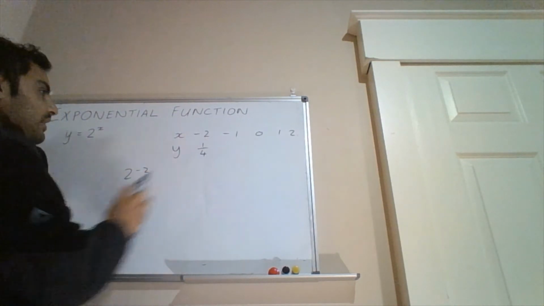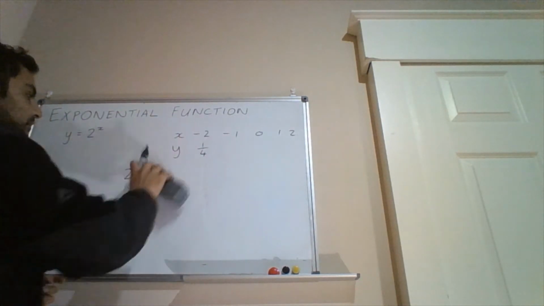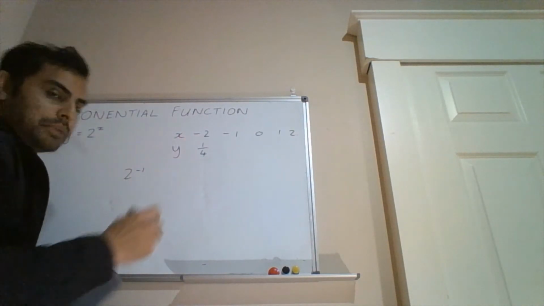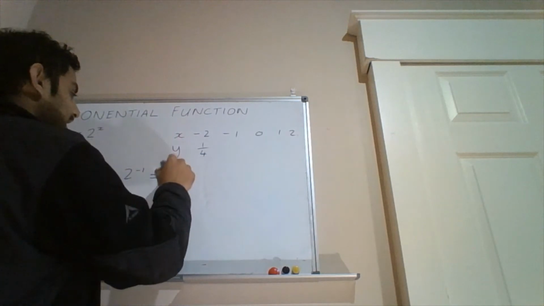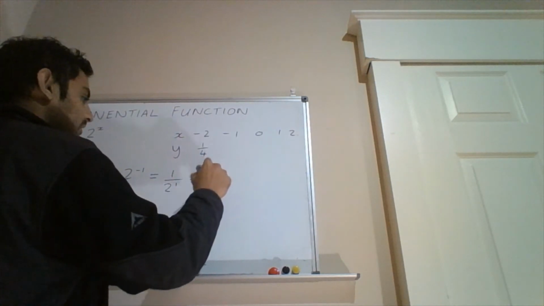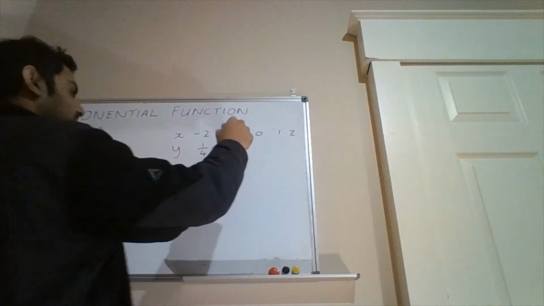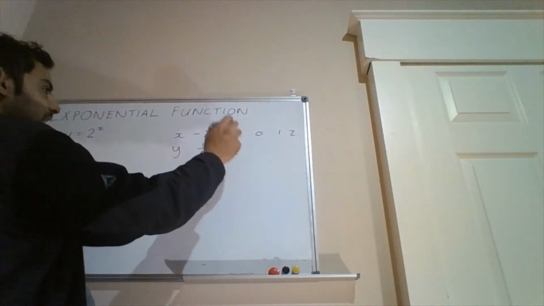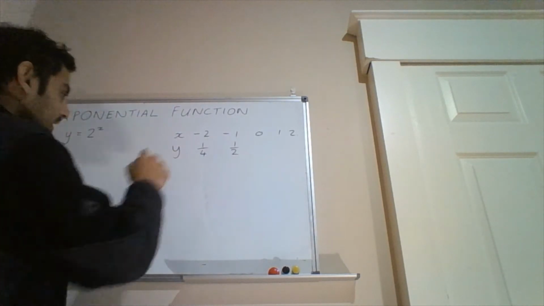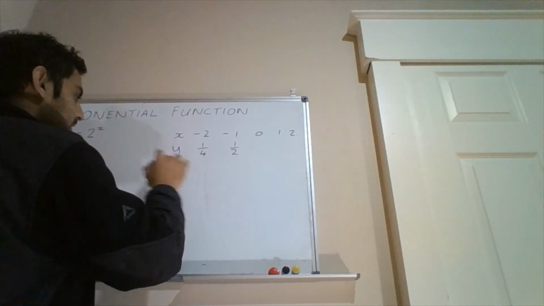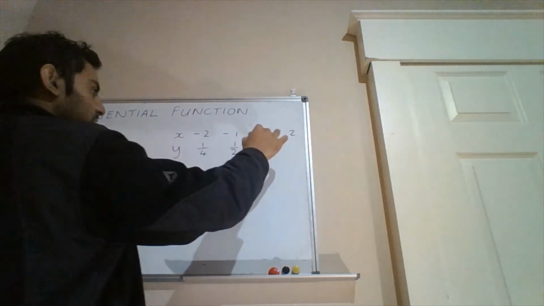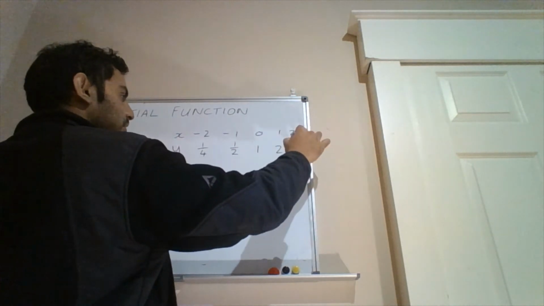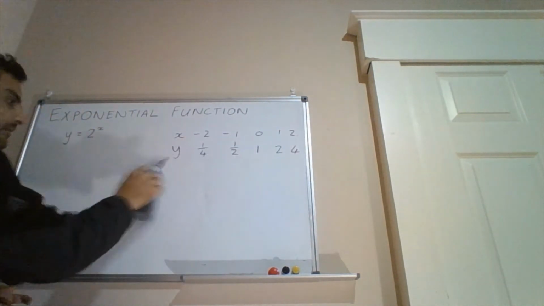Same idea for when we substitute this x value, we would have 2 to the power of -1, and that equals 1 over 2 to the 1, which equals half. For the next value, when we substitute 0 in, we get 2 to the power of 0, and any number to the power of 0 is always 1. Next, 2 to the power of 1 is 2, and 2 to the power of 2 is 4.